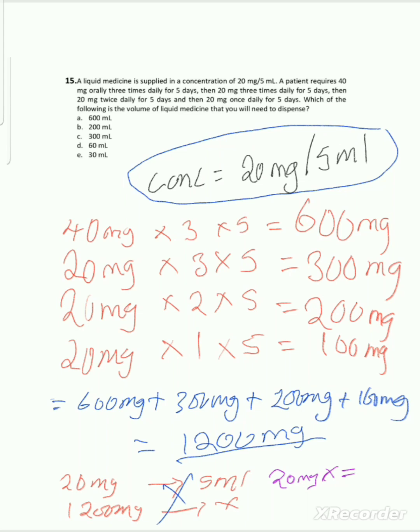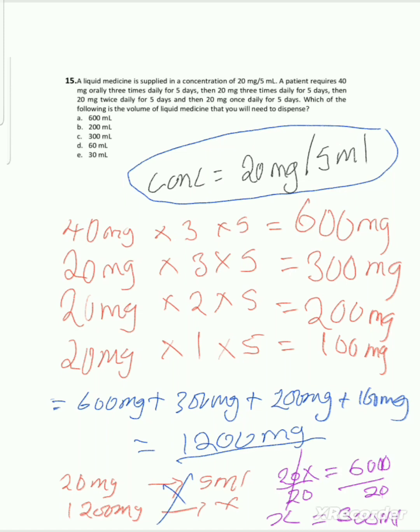You can use your calculator. 1200 times 5 is 6000. So 20X is equal to 6000. Then here over 20 over 20. Then what is my volume now? 20 into 6000 is 300 mil, like that one. So that is the answer, 300 mils.